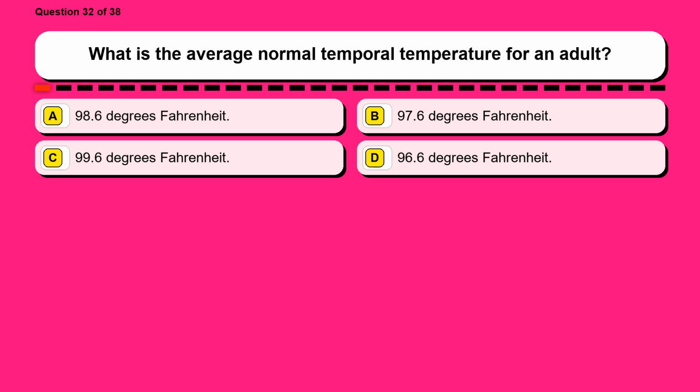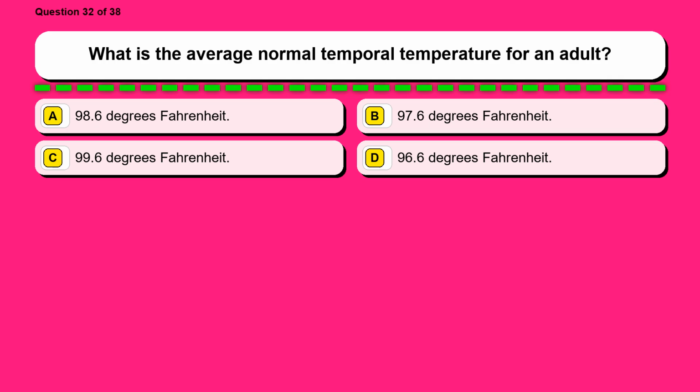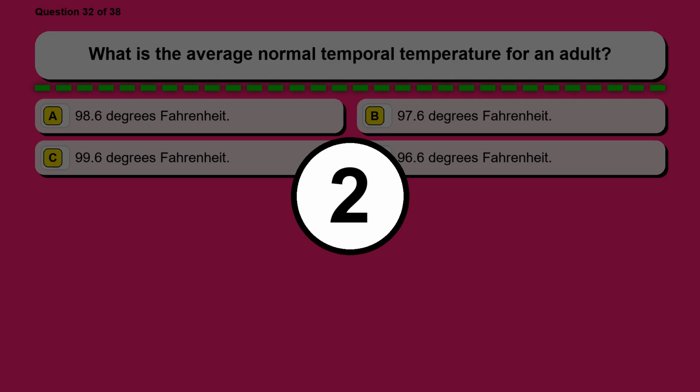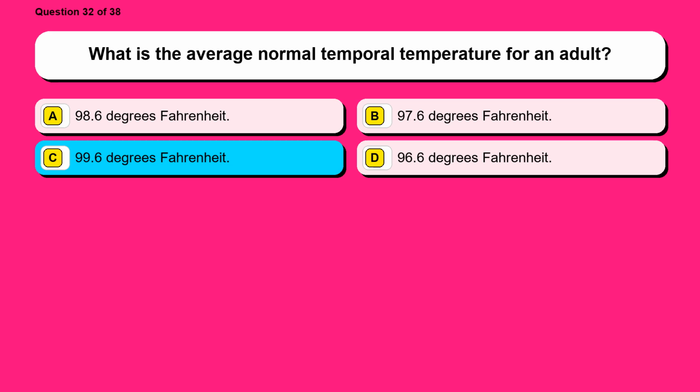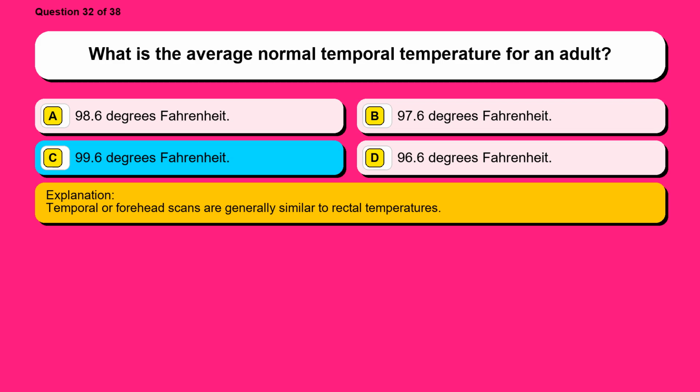Question 32. What is the average normal temporal temperature for an adult? Option A, 98.6 degrees Fahrenheit. Option B, 97.6 degrees Fahrenheit. Option C, 99.6 degrees Fahrenheit. Option D, 96.6 degrees Fahrenheit. The correct answer is option C, 99.6 degrees Fahrenheit. Temporal or forehead scans are generally similar to rectal temperatures.